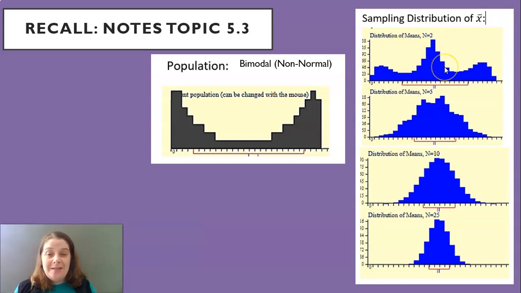When n equals 2, we got something that was just very strange. Then at n equals 5, it's starting to look a little better. N equals 10 looks a little better. And by the time we get to 25, we are getting something that looks approximately normal. Same thing again as before: the mean is the same all the way down, and it's the same as the mean of the population, but the standard deviation does tend to be decreasing.